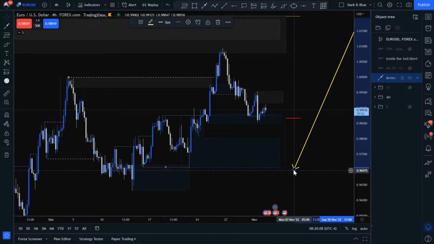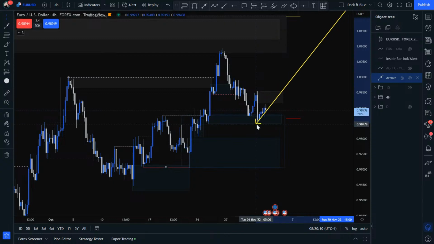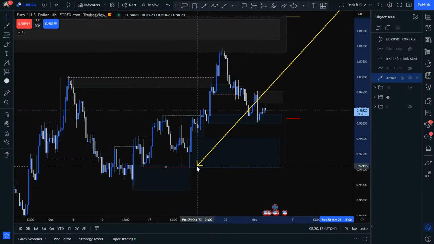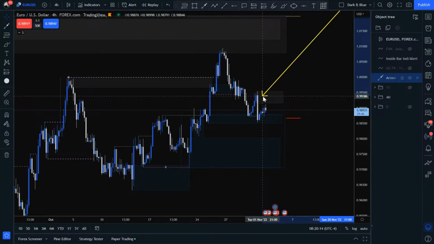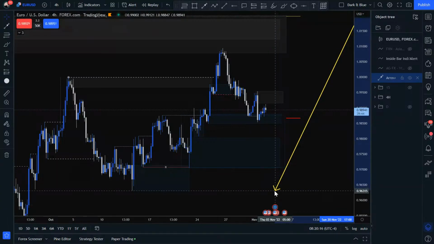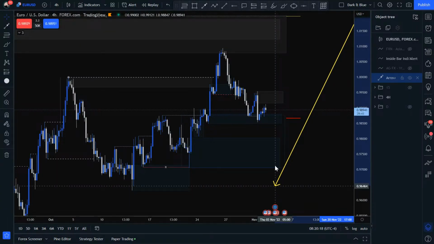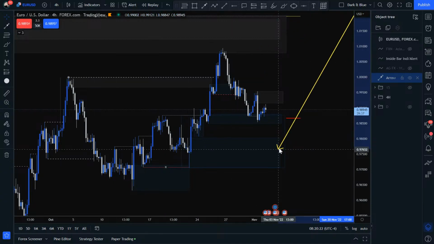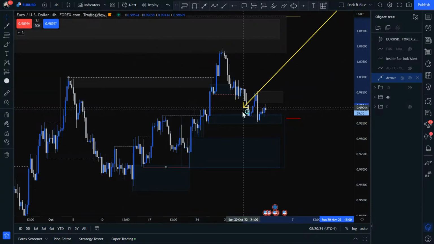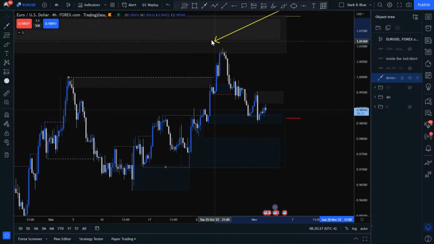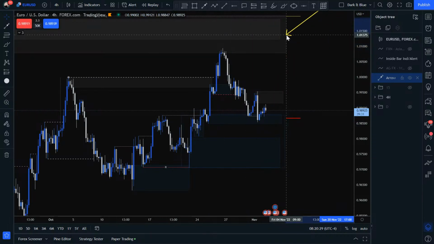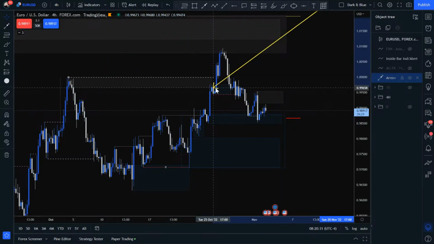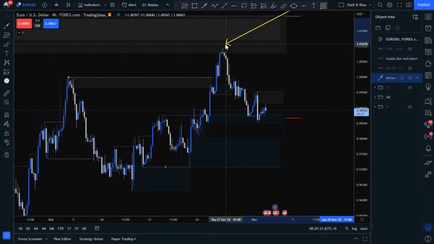But we want to be mindful. We haven't had that structure break yet to confirm bearish order flow, the bearish nature of this internal structure. So be mindful that these demands could lead to that high being taken out, because we have a bullish break of internal structure.